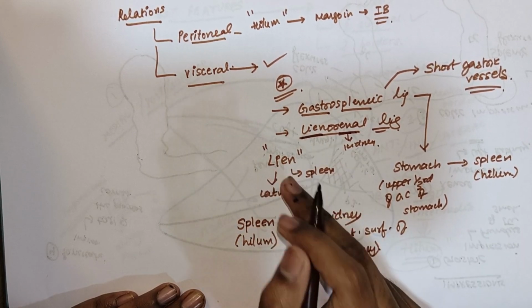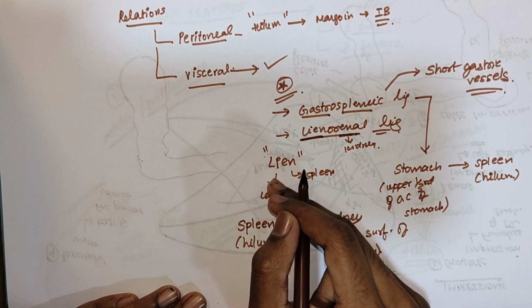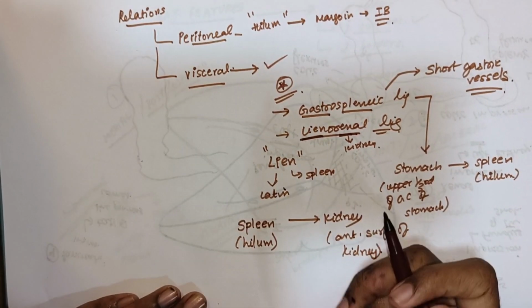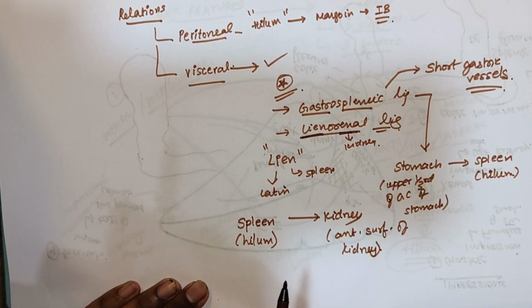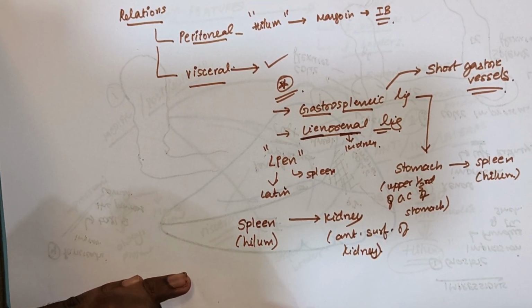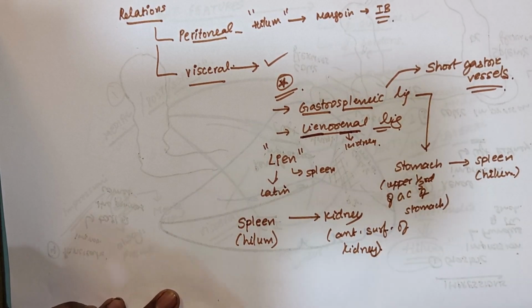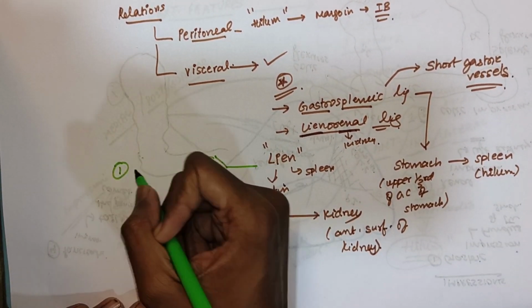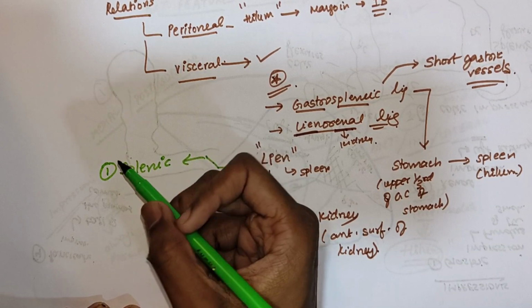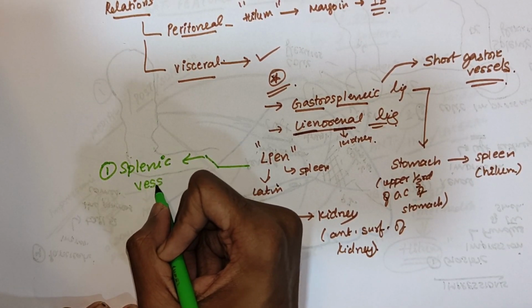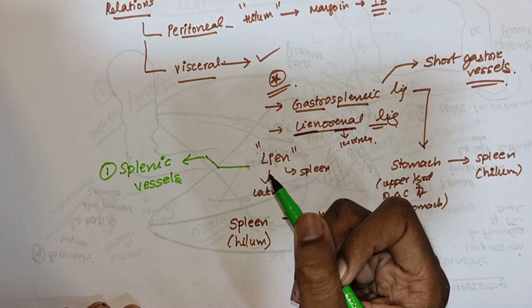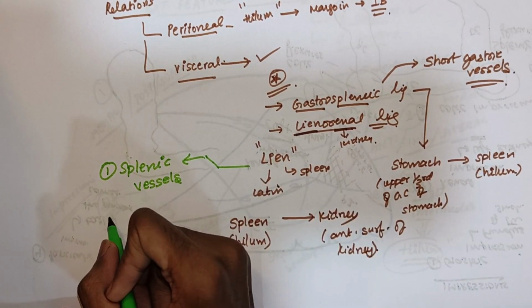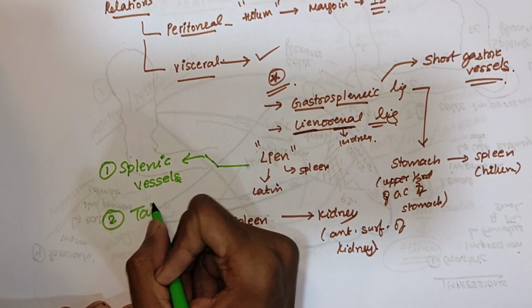Now, the lienorenal ligament acts as a conduit for two very important structures, which you should never ever forget, because these two are extremely important clinically also. Now, these two structures are one being the splenic vessels, and the second being the tail of the pancreas.